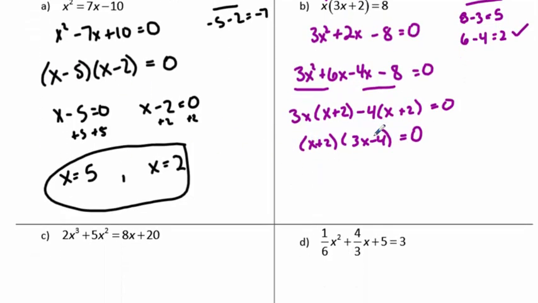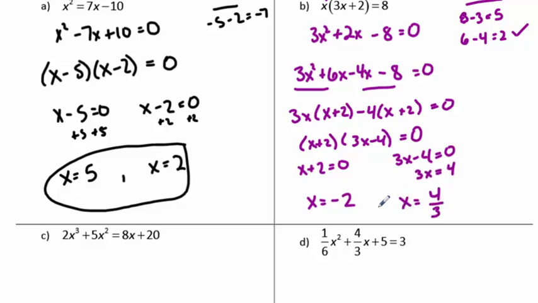Since I have a product equal to 0, using the zero factor property, we can separate the product and say that x plus 2 is equal to 0, or 3x minus 4 is equal to 0, and we'll solve each of these. If I subtract 2 from both sides, the first equation gives me x equals negative 2. If I add 4 to both sides, I'm going to get 3x equals 4, and then divide both sides by 3, we get x is equal to 4/3. So again, I have two answers, x equals negative 2 and x equals 4/3.